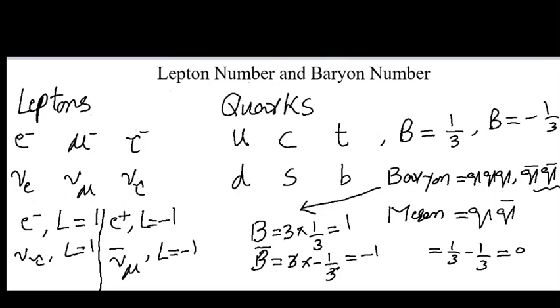Now we will discuss an example. Proton and neutron are the 2 examples of baryons. So the baryon number of proton and neutron will be +1, while the baryon number of antiproton and antineutron will be -1. So this is the concept of lepton number and baryon number.